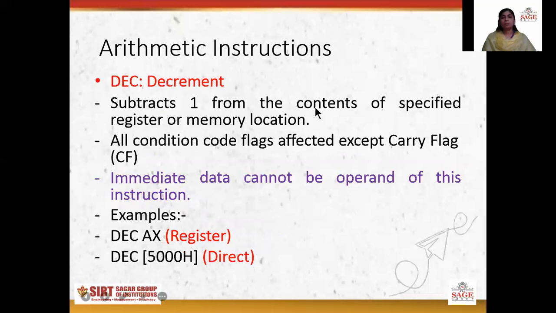Decrement subtracts 1 from the contents of the specified register or memory location. All condition code flags except the carry flag will be affected. Here the same restriction applies: immediate data cannot be the operand of this instruction. These are the two examples. DEC AX means the operand at AX will be decremented by 1. In the second example, the operand stored at the memory location, whose address 5008 is mentioned here, will be decremented by 1.